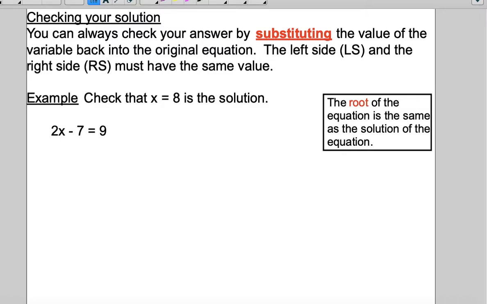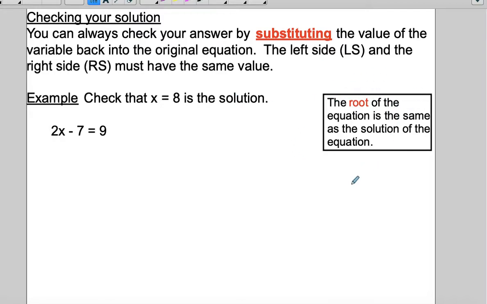So checking your solution, you can always check your answer by substituting. So that's basically what I just said. Substituting the value of the variable back into the original equation. The left side and the right side must have the same value when you're done solving it. So we're going to check that x is equal to 8 is the solution.